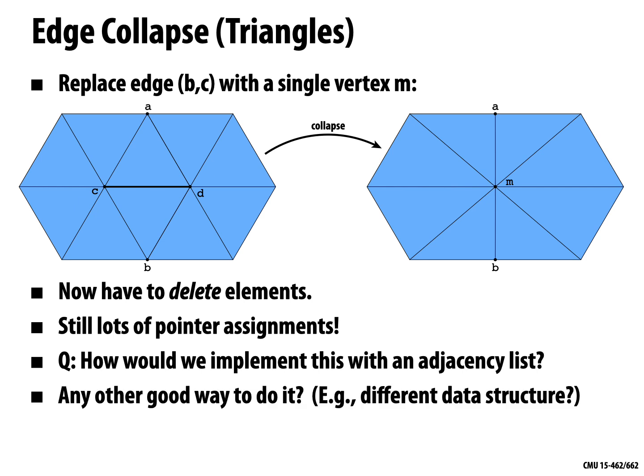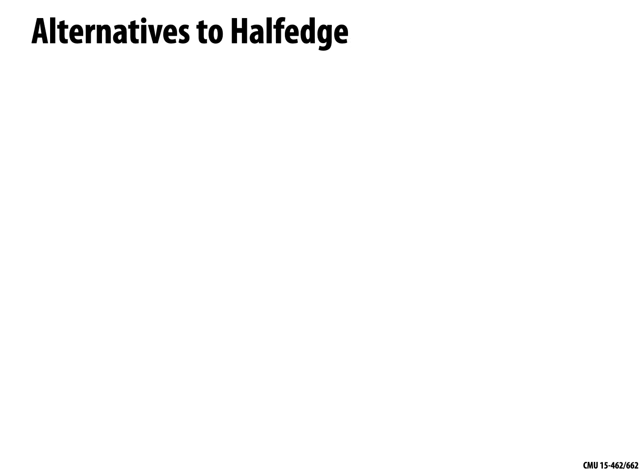Is there any other good way to do it? If I was going to pick a different data structure to do this with, could I do that? Well, maybe I could do this without too much pain with an incidence matrix representation. I could zero out some rows and columns of that matrix, effectively eliminating those from my mesh. Or I could consider any one of many alternatives to a half-edge. If you go off after this class and you're learning more about meshes, you might encounter all these other things.